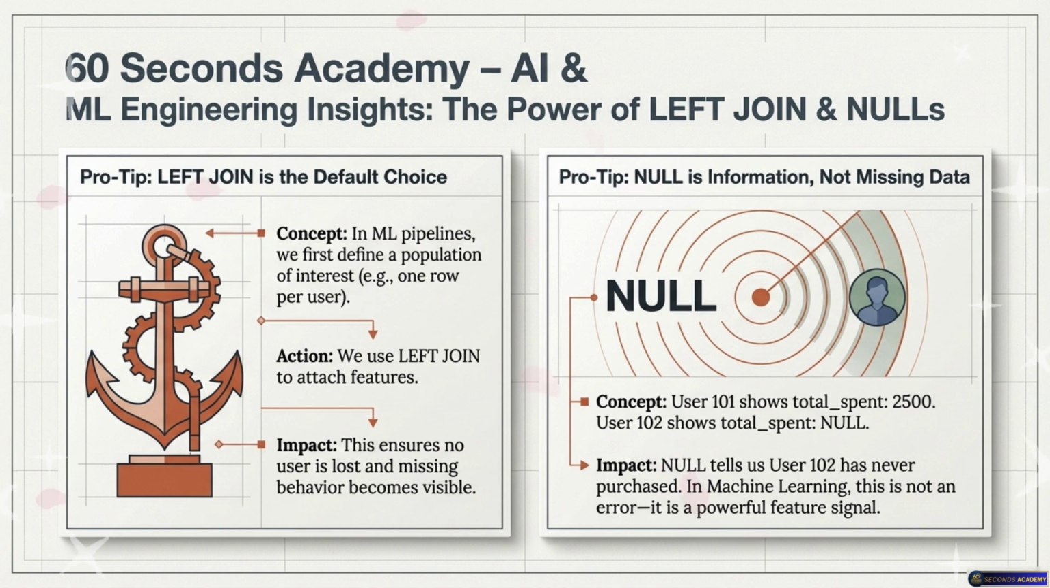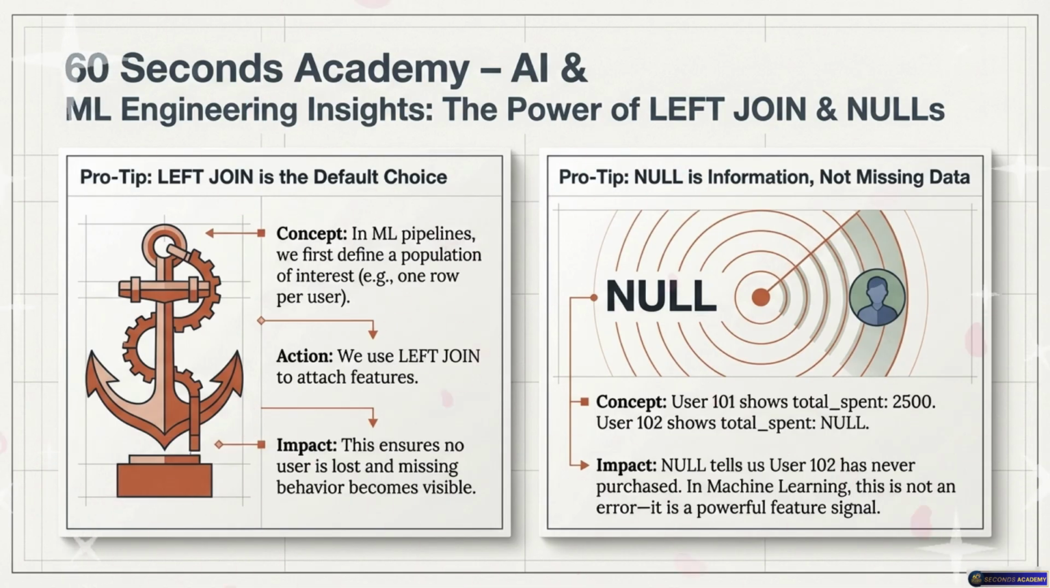It is the undisputed default choice. When you build a model, you always start by defining your population of interest in the base table. Say your goal is to predict which registered users will buy a product next week. Right, so your base table is all registered users. You then use a left join to attach behavioral features to that fixed population. I feel like a lot of people might be tempted to just write an inner join there because, I don't know, it feels cleaner to only look at people who actually did something. Oh, it's a huge temptation. But think about what that actually means.